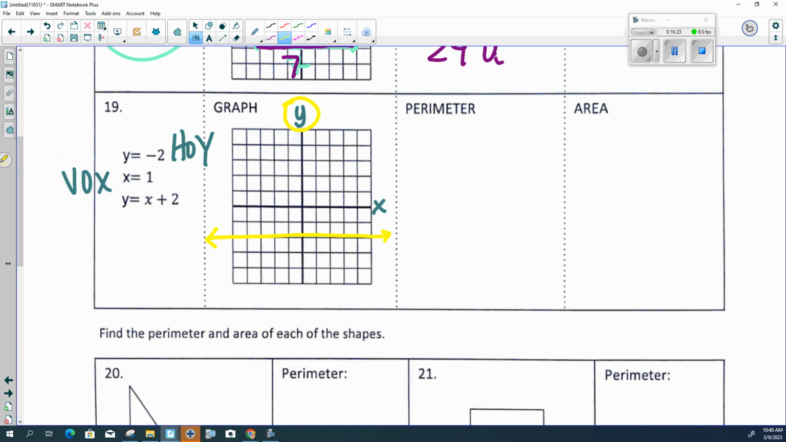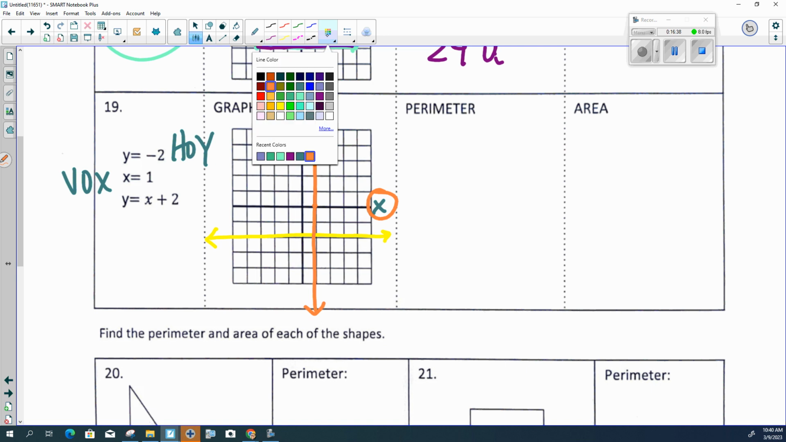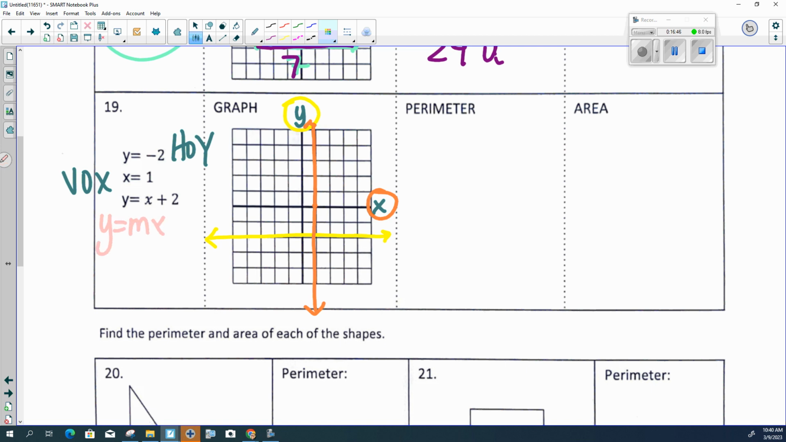My next one is X equals +1. So my eye is looking right here. And I go to where X is 1. Vertical line. And then my final one, it looks like, is a diagonal line. It's in slope-intercept form. Orange, lemon, grapefruit. That's what my brain is thinking right now.